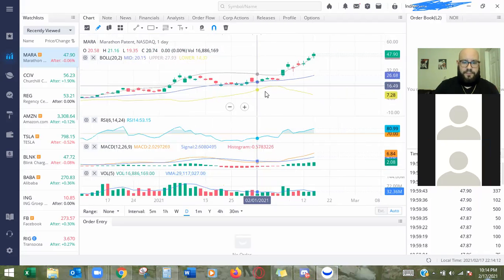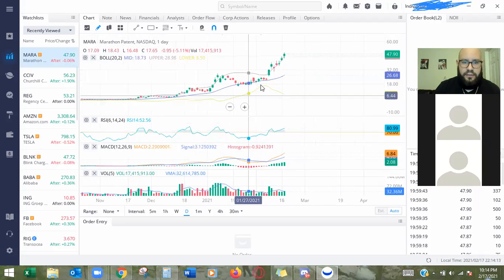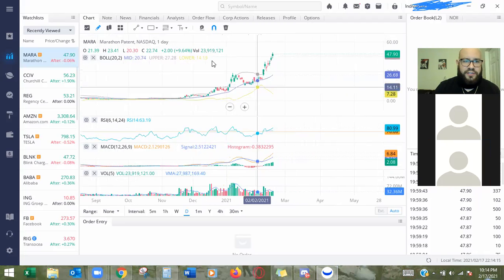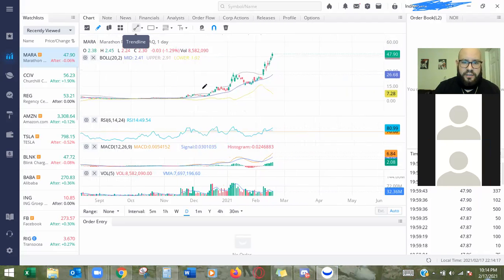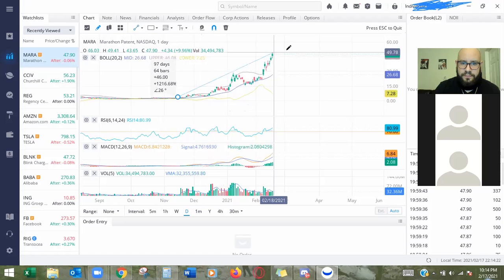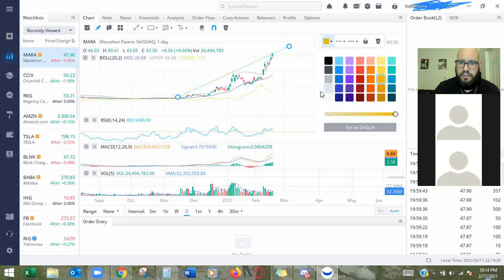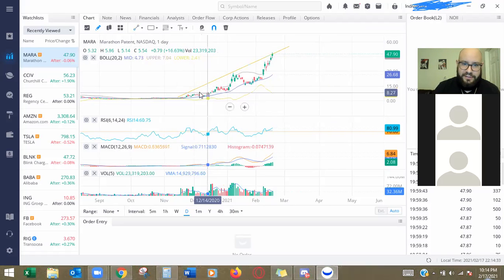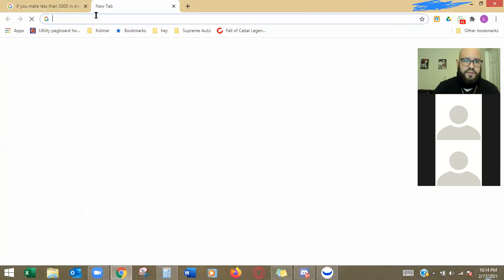All right, so since we're on the daily here, might as well just start that ascending triangle trend, right? That we just learned about. Go ahead and make that gold, because this is gold. All right, so I kind of forgot how to get to the golden ascending triangle.